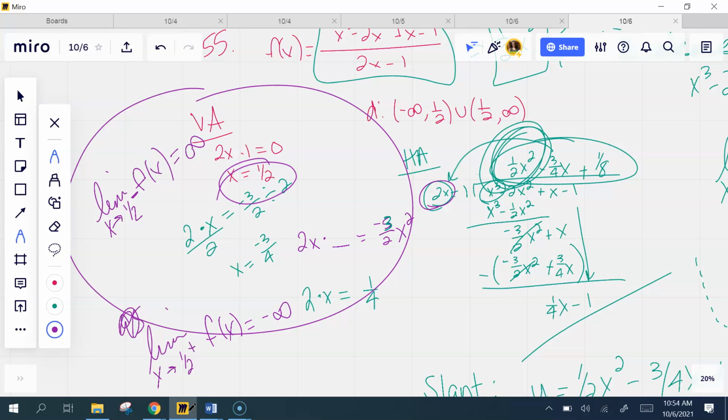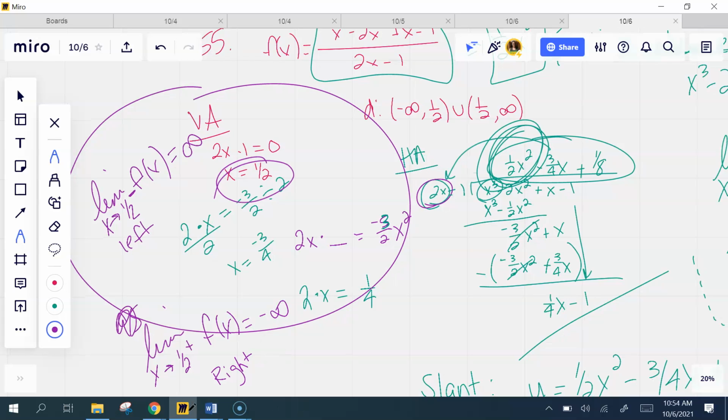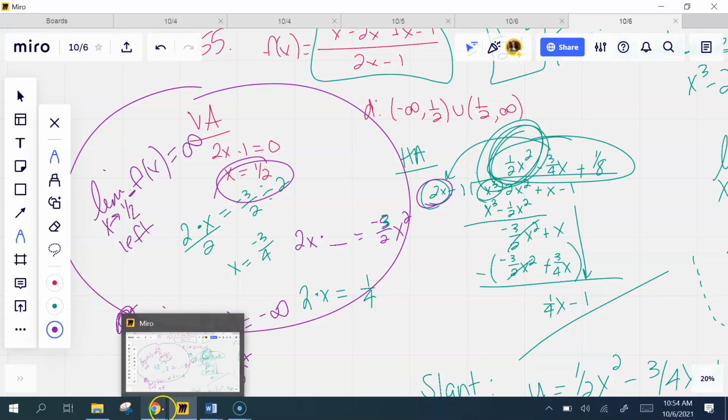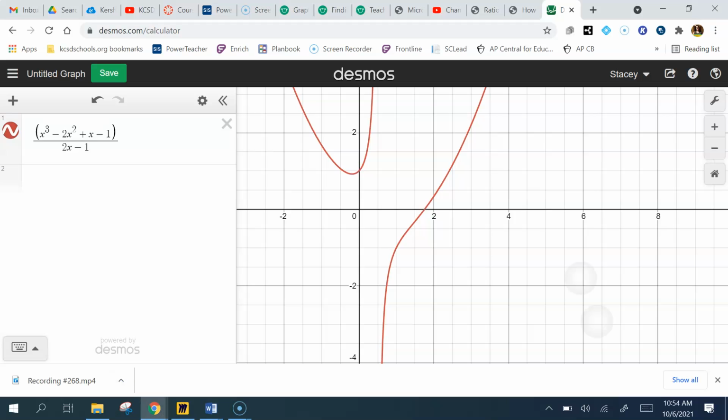The sign tells you from the right or the left. This means from the left. This means from the right. The right side and the left side of the asymptote of this 1/2. So if you're talking about from the left, the minus, you go to the graph and you say, okay, here's 1/2, right? If I'm talking about the minus, I'm looking at the left. So on the left side, as I get closer and closer to 1/2, what does the graph do?